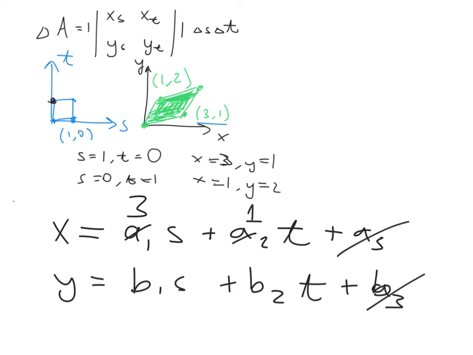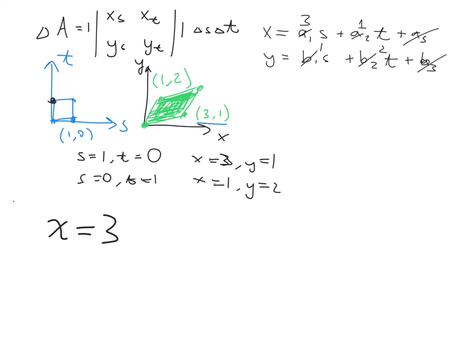When t is 1 and s is 0, we want y to be 2. And finally, when t is 0 and s is 1, we want y to be 1. And so we have a change of coordinates. x equals 3s plus t, y equals s plus 2t. And this change of coordinates means that the range 0 to 1, 0 to 1, this square in st space, describes this parallelogram in xy space.